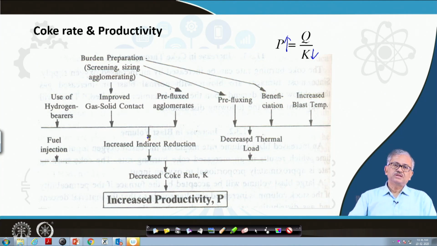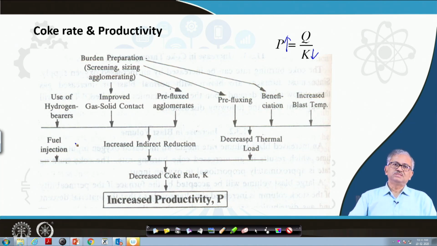So all these things, that is the hydrogen bearer, improved gas-solid contact, preflux, agglomerate, will increase the indirect reduction in the blast furnace. And prefluxing, beneficiation, increased blast temperature will decrease the thermal load of the blast furnace, and both will add to reducing the coke rate. If thermal load decreases and indirect reduction increases, you are utilizing the blast furnace gas more effectively, so the coke rate will decrease.